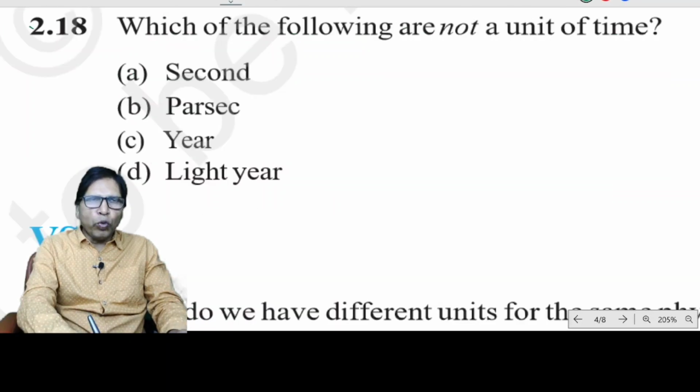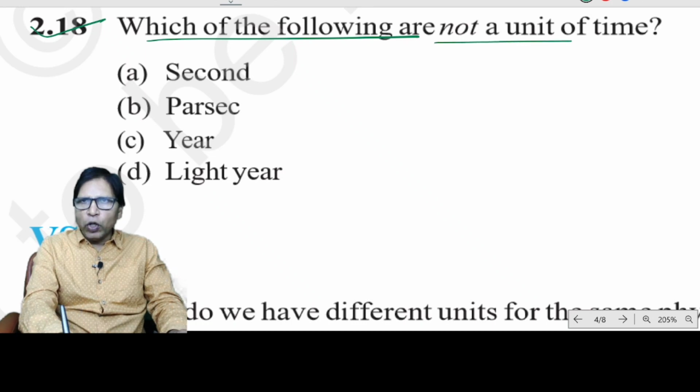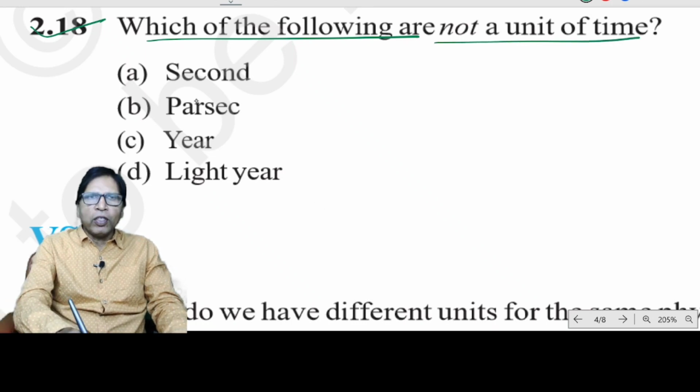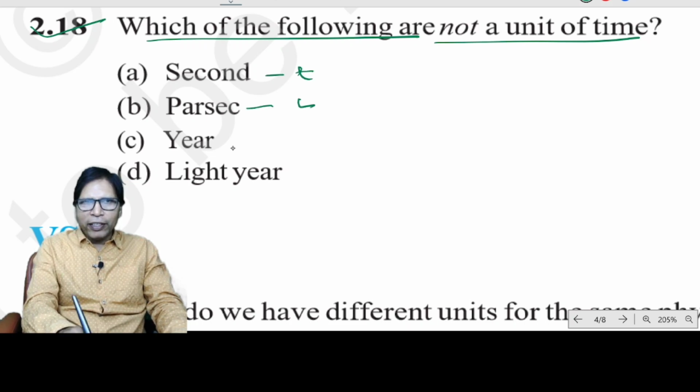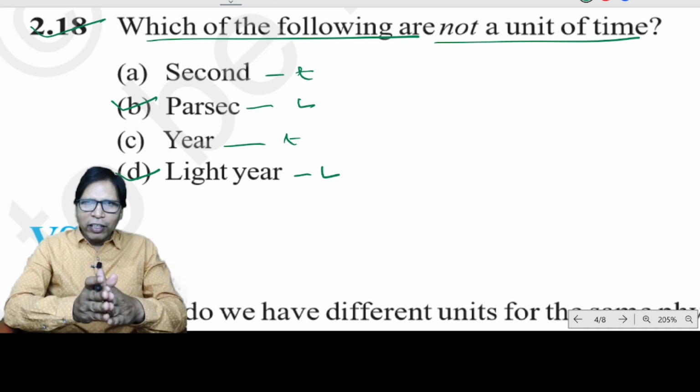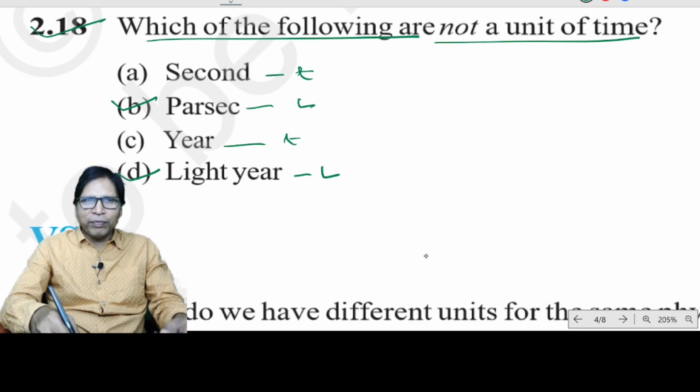Okay. Now 2.18. Which of the following are not the unit of time? Look at this. Second is the unit of time. Parsec is the unit of length. Year is the unit of time. Light year is the unit of length. So look at this. Parsec and light year are not the unit of time.